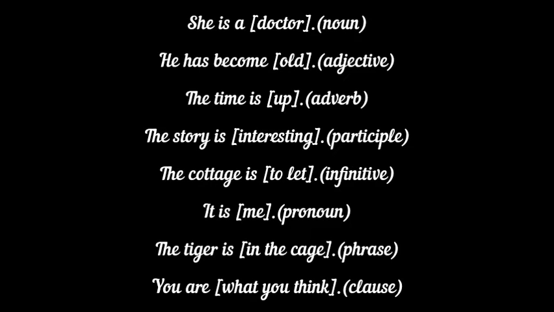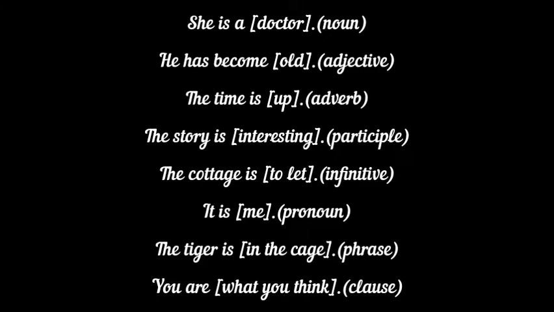In the 4th sentence, the story is interesting. The present participle interesting is the subject complement because it's describing the subject the story and also completing the sense of the linking verb is. The 5th sentence, the cottage is too late, has the infinitive too late as the subject complement. The pronoun me is the subject complement in the next sentence, it is me.